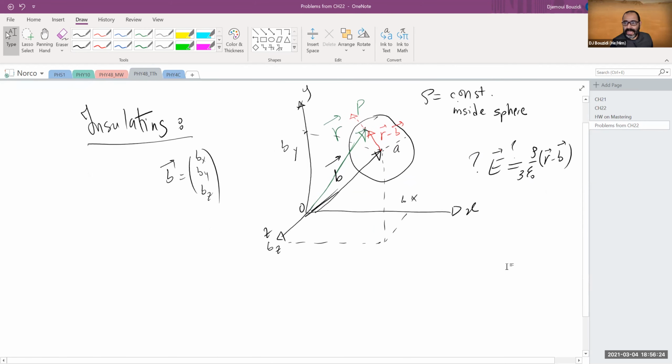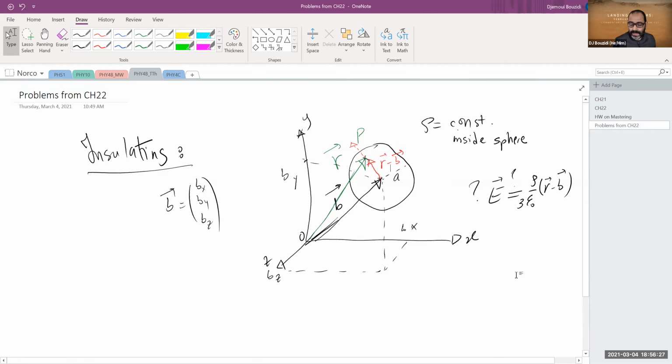So at that point P, it's clearly the electric field E. I'm going to call this vector, for example, R prime. It goes from the center of the sphere to where I want to find the electric field. So this electric field must be equal to, according to the lecture, rho over 3 epsilon naught times the vector R prime, where R prime is the vector from the center of the sphere to the point.